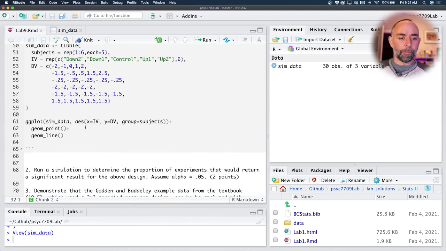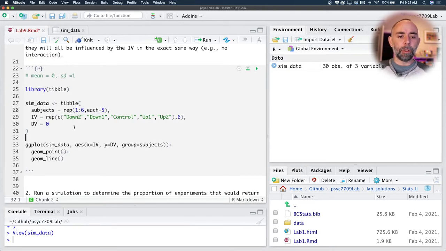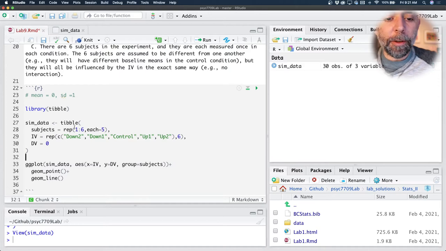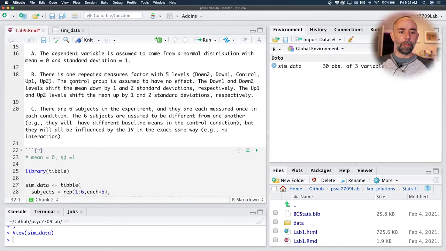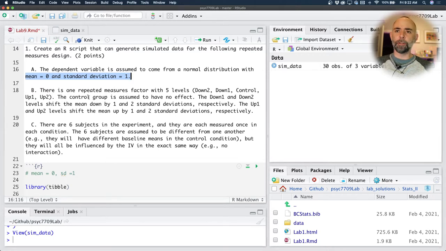All right, let me get all this stuff and delete it. So we want to do 2 things here. The first thing we want to do is simulate, well, we could do either first. We want to simulate the effect of the independent variable, and we want to respect the idea that this is a repeated measures design, and different people are assumed to be different. Effectively, that means different people will have different means when it comes to the control group. So if we measured somebody in the control group, any given person is going to have a different value.